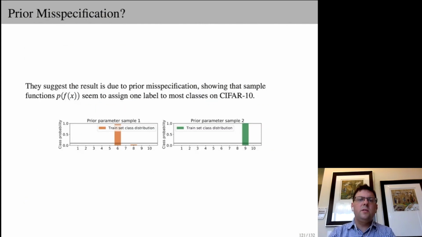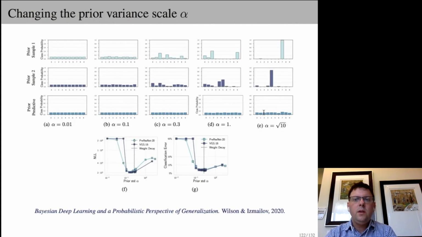In this paper, they suggest the result is due to prior misspecification, and show here that sample functions from this induced distribution over functions with a standard normal prior seem to assign one label to most classes on CIFAR-10, and we know the classes are balanced. So here we just sample from the standard normal, get our function with our neural nets, and we see that it's giving most of the data points class 6 here, and then another sample function is giving most of the data points class 9. We examine this behavior as we vary the scale of the prior variance on the parameters.